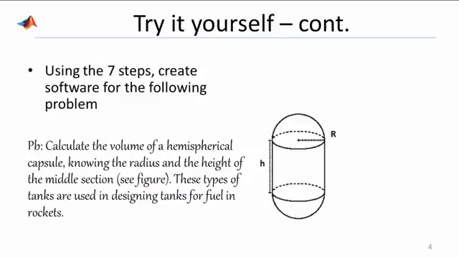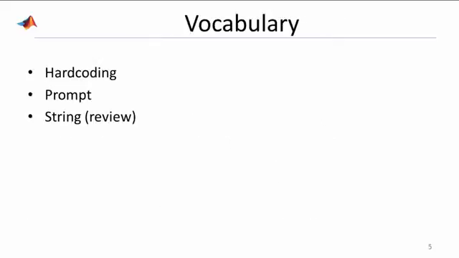Try it yourself. Remember this problem that you technically did on your own. Well, change the values so that the user can now type the radius and the height. This will test your understanding and make you realize if you have any issues. As far as new vocabulary: hard coding, prompt, and string, but that was a review.